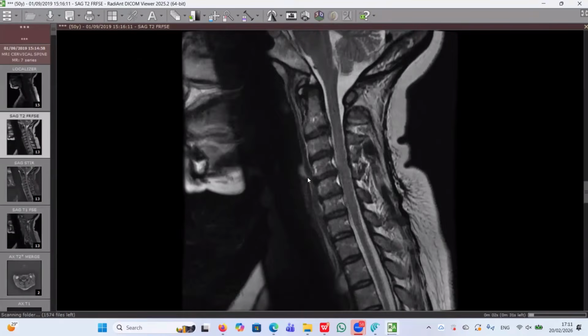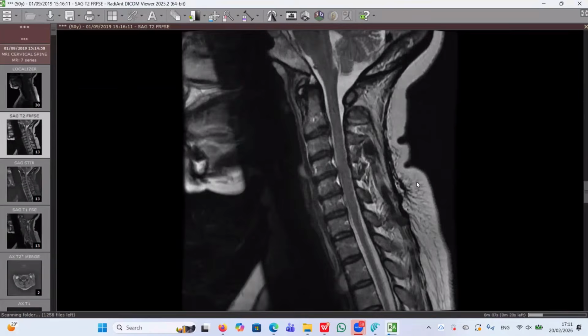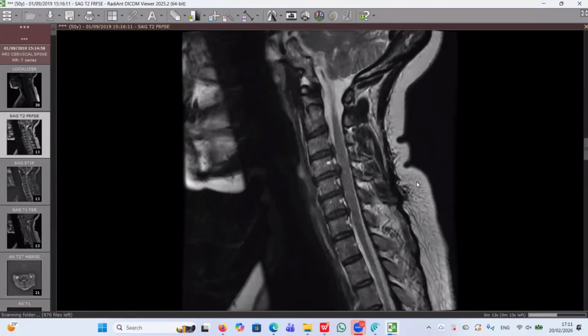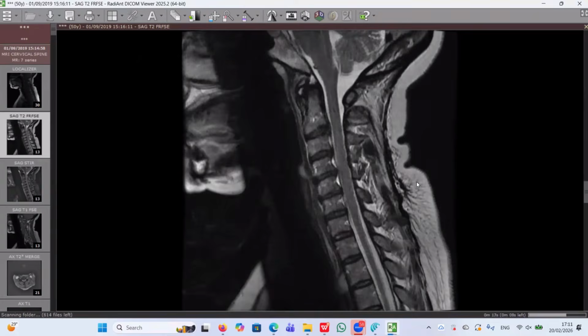Yes. This case is complaining of acute hemiparesis. If you want me to scroll, I will scroll for you to save your time. Okay, sir. The patient is complaining of acute hemiparesis.